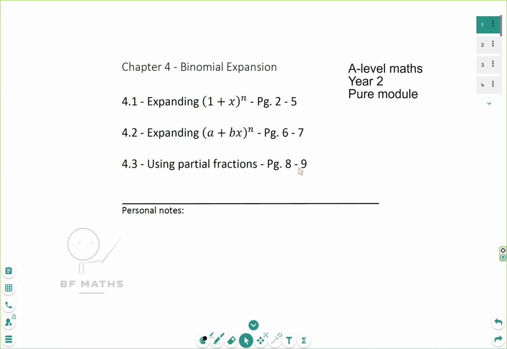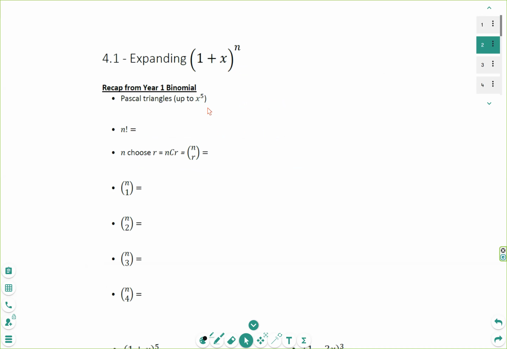However, both versions, whether it's the Year 1 binomial or the Year 2 one, which is what you're going to learn in 4.1 to 4.3, are examinable. So let's do a bit of recap, as we mentioned, about Year 1 binomial. Expanding (1 + x)^n. So recap: are you able to write down Pascal's triangle up to the fifth row?